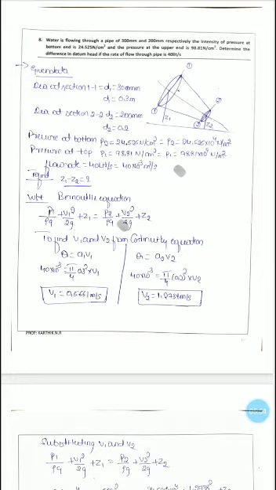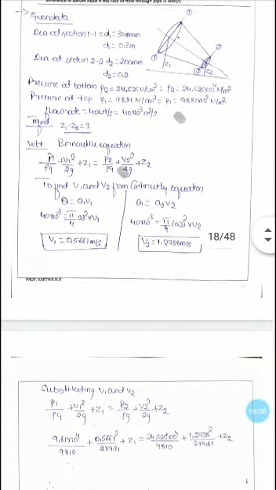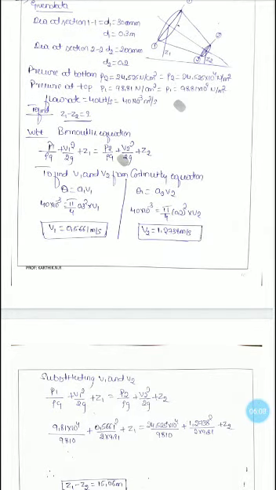Therefore we need to apply Bernoulli's theorem in order to determine the datum head. Because we know Bernoulli's theorem, at section 1 and section 2: P1 by rho g plus V1 square by 2g plus Z1 is equal to P2 by rho g plus V2 square by 2g plus Z2. Here P1 is a known value, P2 is a known value. We need to find the difference in the datum head, that is Z1 minus Z2.